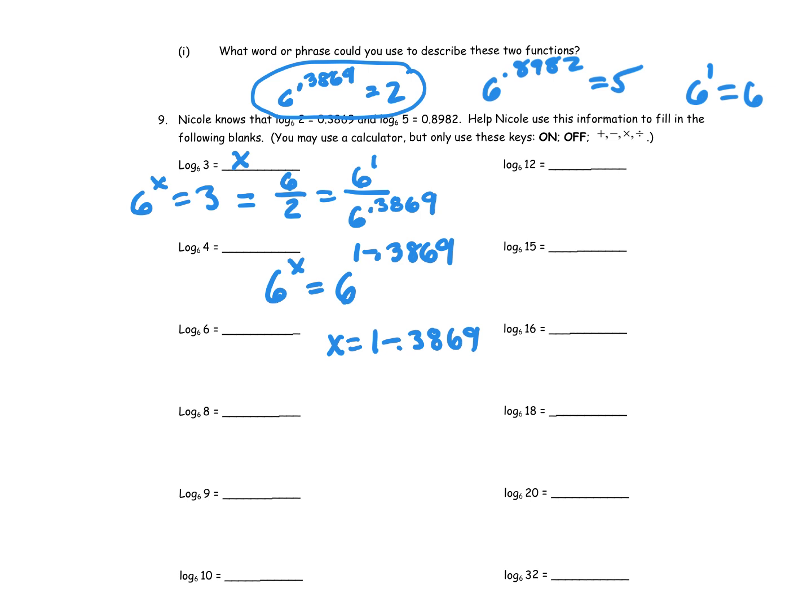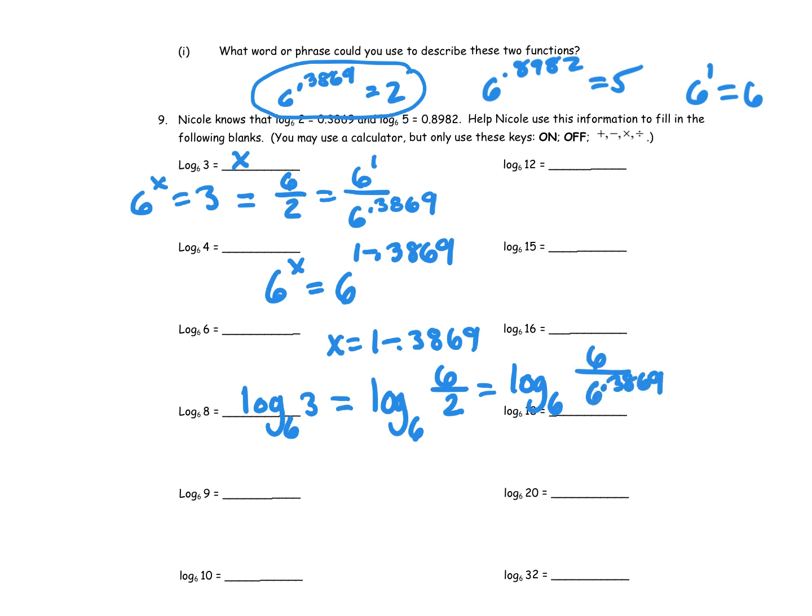So that's the idea. Another way to do this, if you didn't want to initially change log base 6 of 3 to an exponential, and it's going to be the same idea, is you could say, okay, log base 6 of 3, I want to rewrite 3 in terms of base 6. So log base 6 of, well, 3, we just did, was 6 over 2, and 6 is already in base 6, but let's rewrite 2 as 6 to the 0.3869.